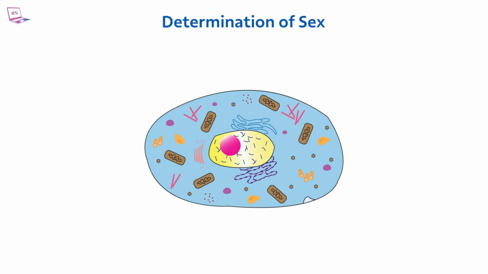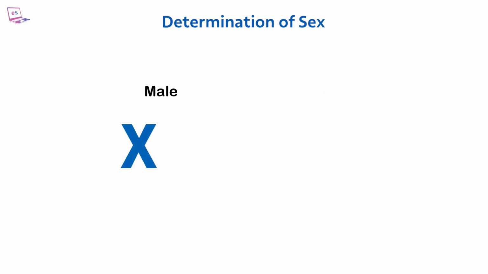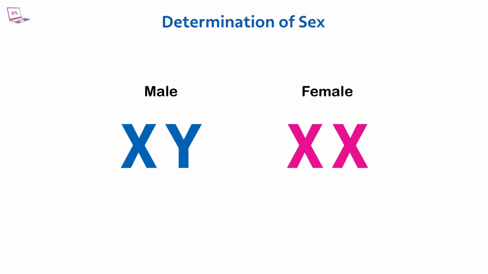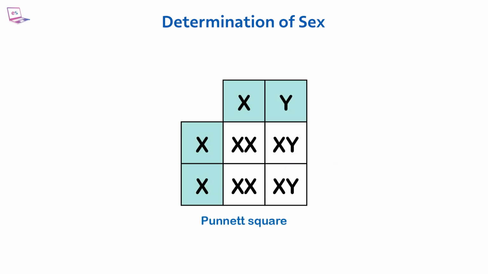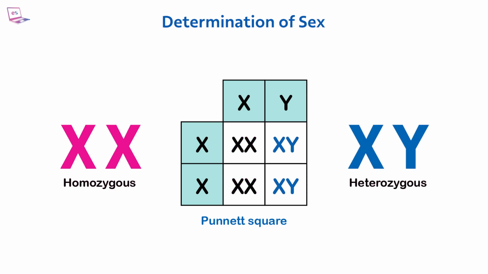Determination of sex. The normal human cells contain 23 pairs of chromosomes. The sex of the offspring is determined by one of these pairs. Males possess one X and one Y chromosome, while females have two X chromosomes. In human females, both sex chromosomes are identical and referred to as XX. This means that females are homozygous for their sex chromosomes. In males, the sex chromosomes are different, XY, and they are heterozygous.